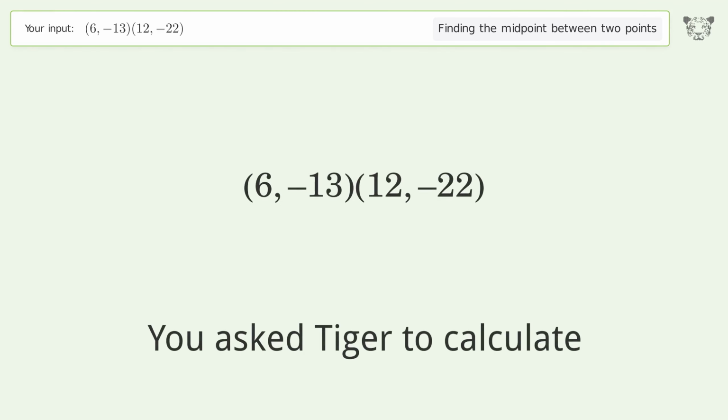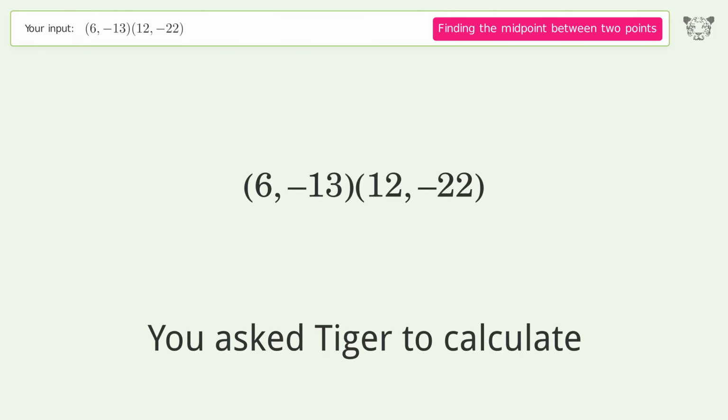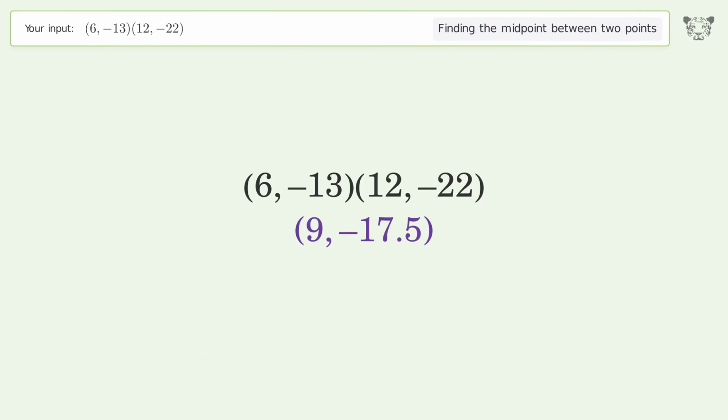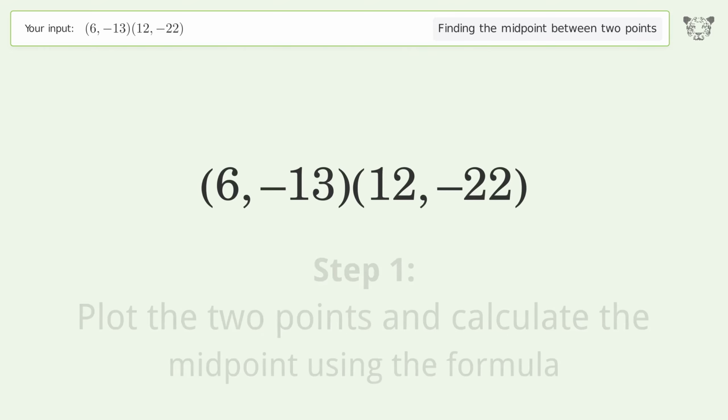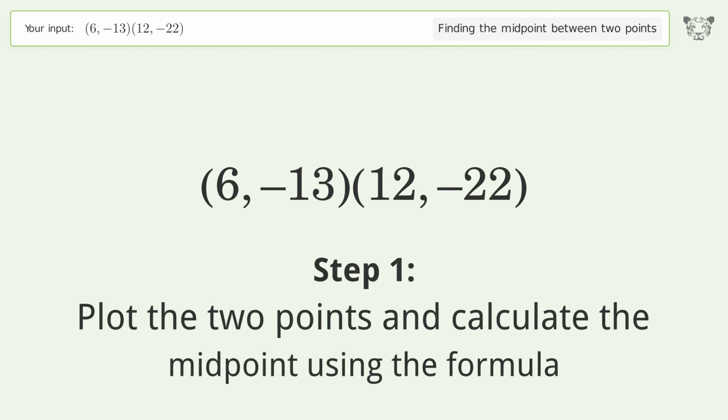You ask Tiger to calculate. This deals with finding the midpoint between 2 points. The midpoint between the 2 points is 9, -17.5. Let's solve it step by step. Plot the 2 points and calculate the midpoint using the formula.